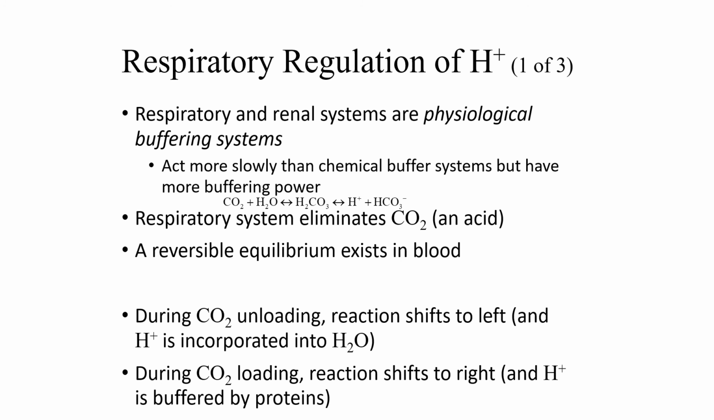So we've talked about the chemical buffer system. Let's look at how God uses our lungs to regulate protons. Okay? So the respiratory and the renal systems are our physiological buffering systems. They are our physiological buffering systems. They act more slowly than the chemical system, but they have a lot more buffering power. So we see here where CO2 plus water gives us carbonic acid, which dissociates into protons and bicarbonate.